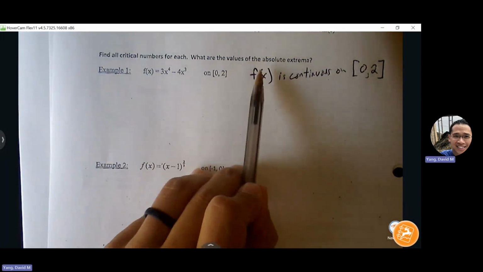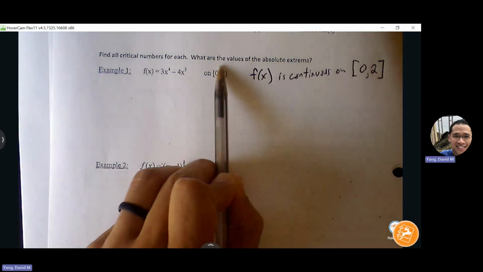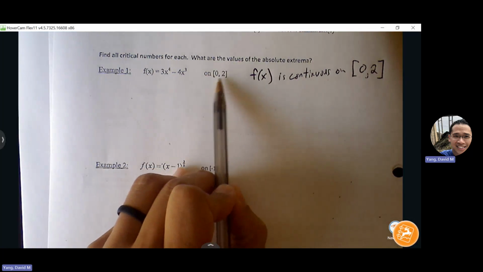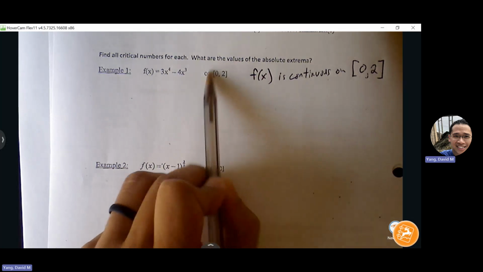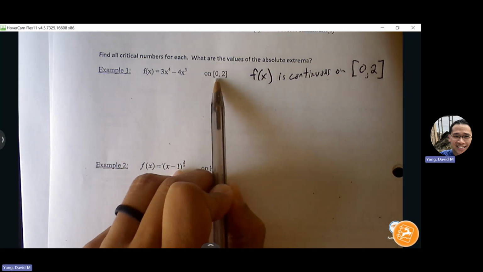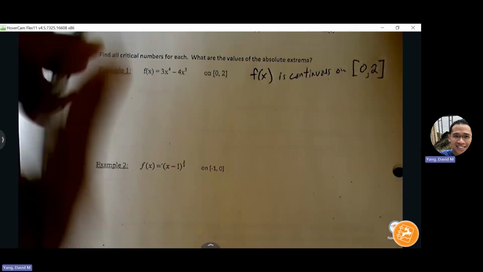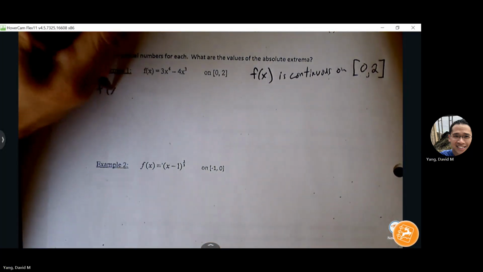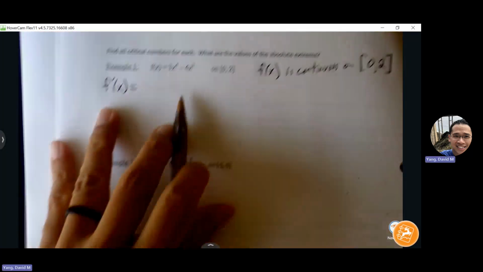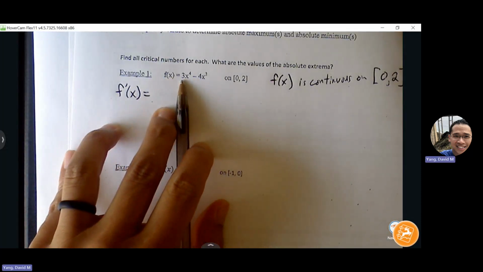So we're looking for the highest and lowest points across this interval. We only care about the endpoints, and if there's a critical point, it has to live between the endpoints. Let's look for the critical point and see if we can find a valid one between 0 and 2. All right, so let's find f prime. We go through the power rule. What do we get here?